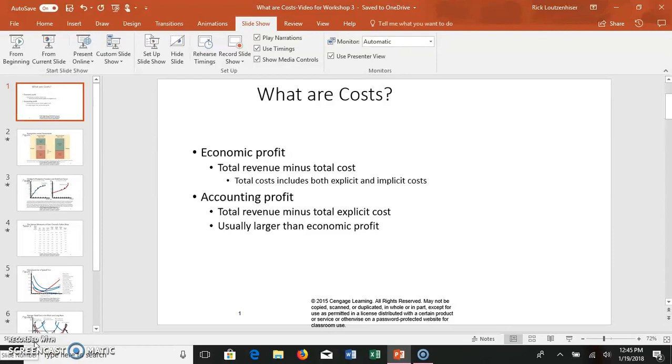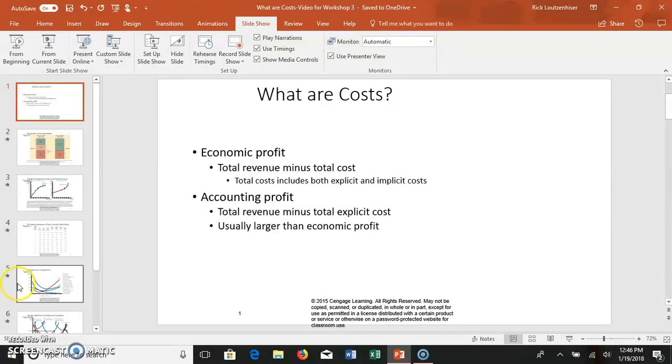So let me first say that there is a difference between economic profit and accounting profit. Economic profit is how an economist looks at an opportunity. So it includes the total revenue minus total cost, but the costs include both explicit costs and implicit costs. And I'm going to give you an example that'll show you how this works in a second. The accounting profit is the total revenue minus only the total explicit cost, and it's usually larger than economic profit.